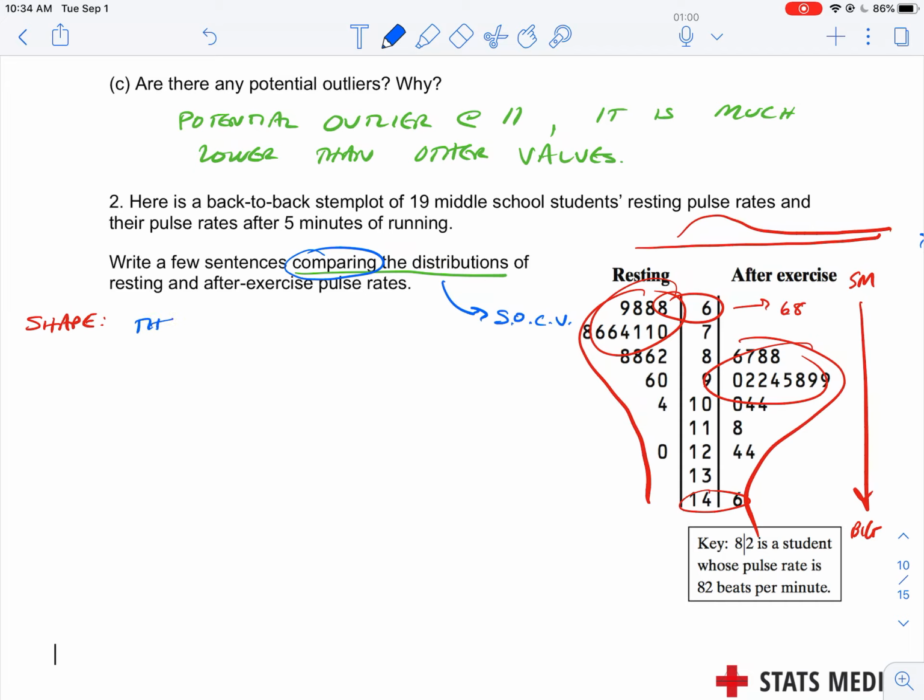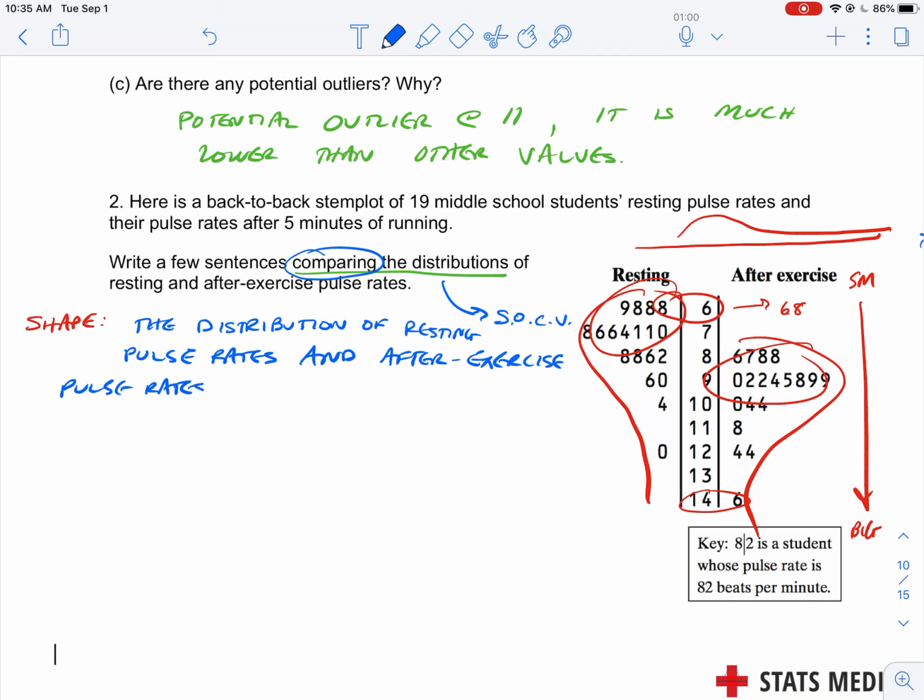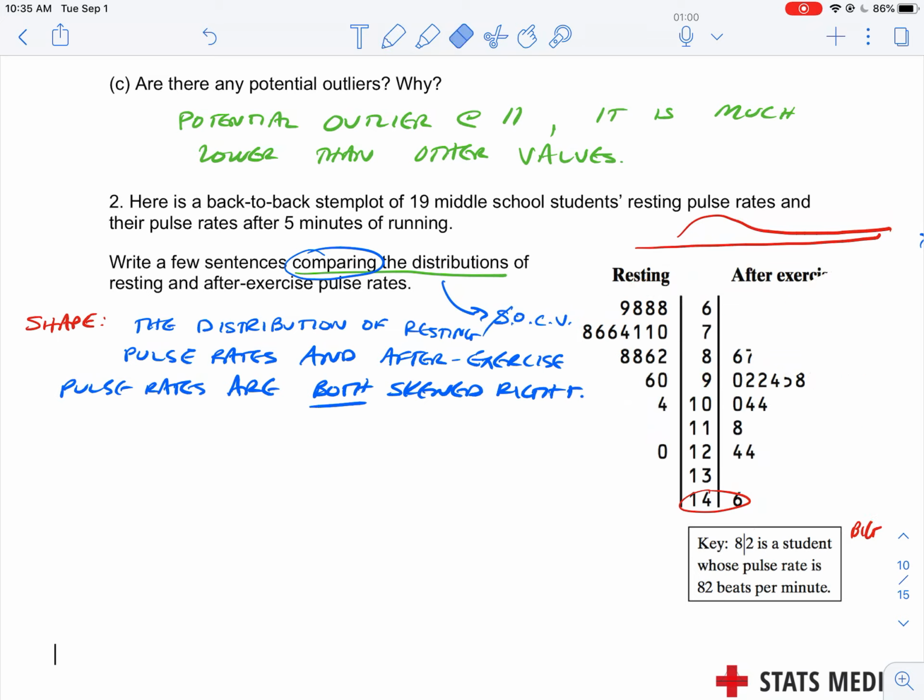So I'm going to say the distribution of resting pulse rates and after exercise pulse rates are both skewed right. And you'll notice when I say both, that's me using comparative language. They are both like this. You could also say they're similarly skewed right. So that takes care of my S. Let me erase my markups here.